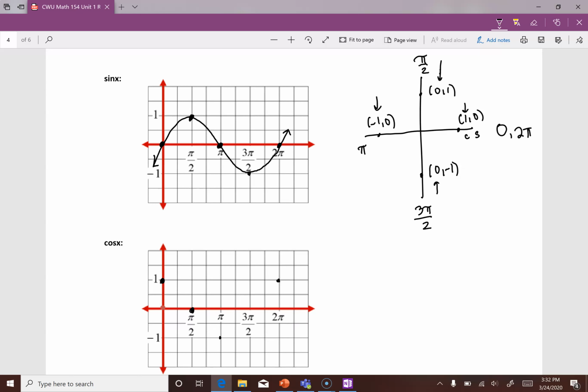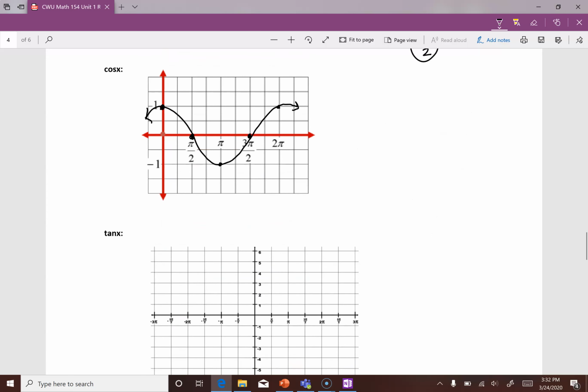And then we have cosine of pi over 2 right here is 0. Now we're next to -1. And then we've got 3 pi over 2 right here. Cosine of 3 pi over 2 is 0. Again, make sure you don't make this a V. You just curve that just like this. Arrows, please, because the functions continue.